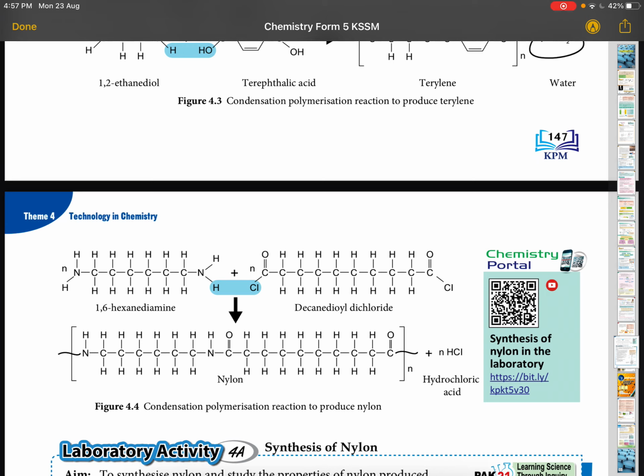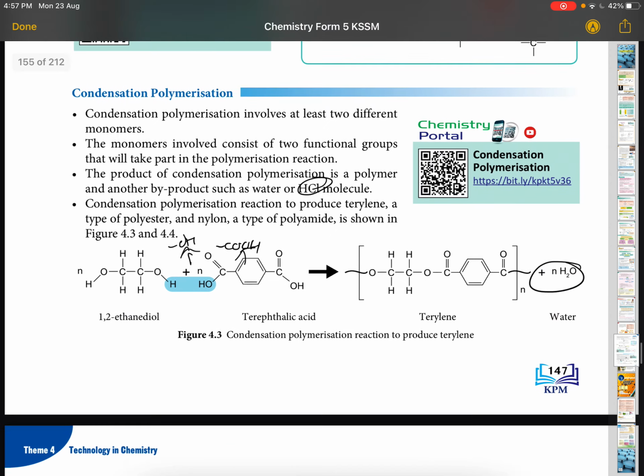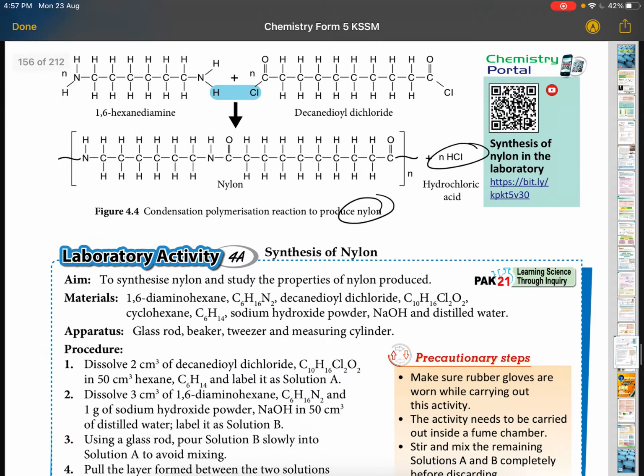But I think they will ask you what the components of nylon are. For example, what are the monomers of nylon? So you have to be aware of what the monomers of terylene and nylon are. But you see the nylon here produces hydrochloric acid, so it doesn't have to be water. The main thing is, you combine two together, and condensation means it produces a byproduct, which could either be water or hydrochloric acid, or it could be other stuff as well.